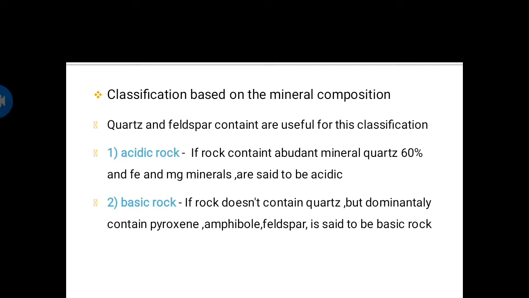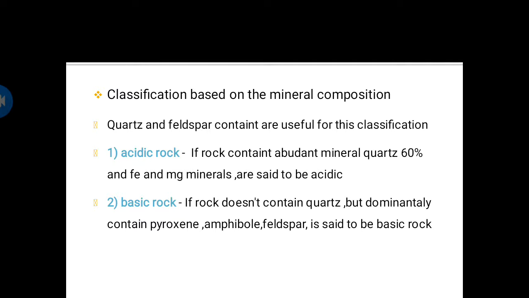The first type of classification of igneous rock is based on mineral composition. For this, we have to consider only two minerals, quartz and feldspar. The first classification is based on quartz. The classes are acidic rock and basic rock. If a rock contains more than 60% quartz, then that rock is called an acidic rock.